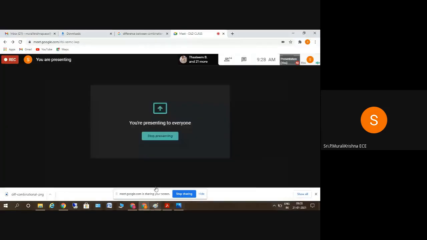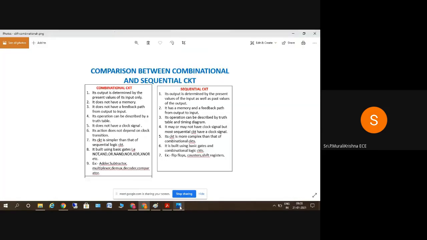Right, so that is the thing here. Okay, so the main differences are: in a combination circuit, the output is dependent only upon the present value of its inputs, and in a sequential circuit, the output is dependent upon the present value of inputs as well as the past value of the outputs. I mean, we are giving the feedback, right? So those past values of outputs are also essential here. And it doesn't have a memory in case of the combination circuit. The sequential circuit should have a memory and a feedback path. The combination circuit doesn't have a memory, it doesn't have a feedback path from output to the input, and it doesn't have a clock signal. The sequential circuit may or may not have a clock signal.